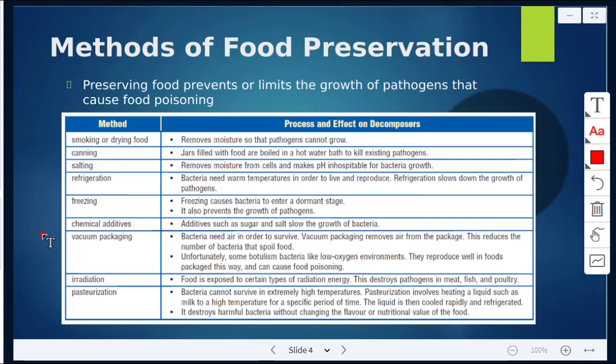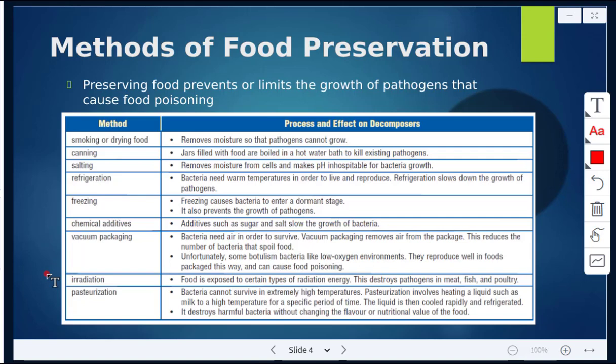Vacuum packaging. Most bacteria need air in order to survive. So vacuum packaging removes the air from the package, and therefore reduces the number of bacteria that can spoil food. But unfortunately, some bacteria, like botulism bacteria, thrive in low oxygen environments, so they can reproduce in foods packaged this way and can still cause food poisoning.